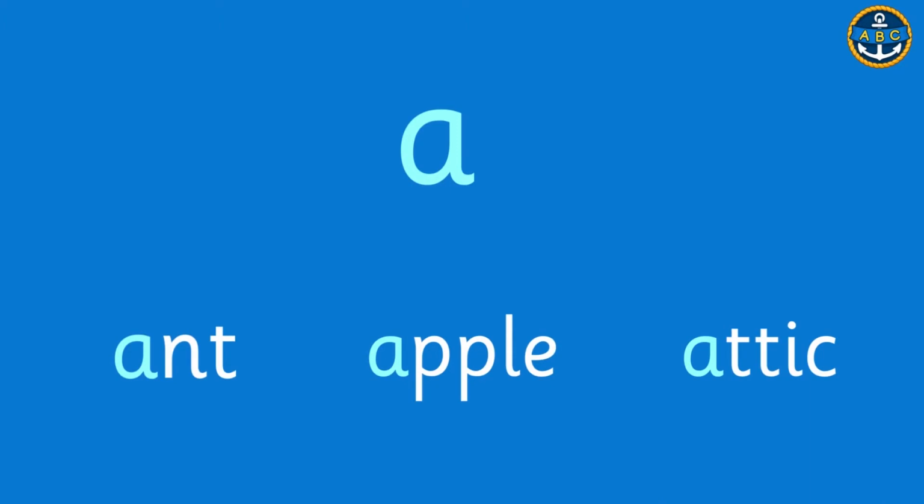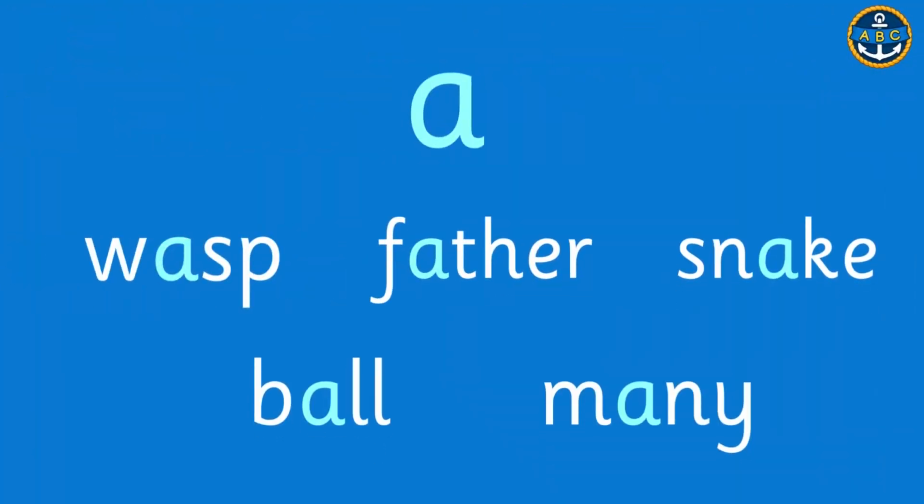The tricky thing in English, though, is that some letters can represent different sounds. So, for example, the letter A has the sound A in the phonetic alphabet, like in words such as ant, apple, and attic. But actually, the letter A can represent far more sounds. Just take a look at these examples and you'll begin to see what I mean. So we've got the O sound in wasp, the R sound in father, the A sound in snake, the O sound in ball, and the E sound in many. Because it is so complicated, we start with just simple letter to sound relationships and then build up on this knowledge over reception in year 1.